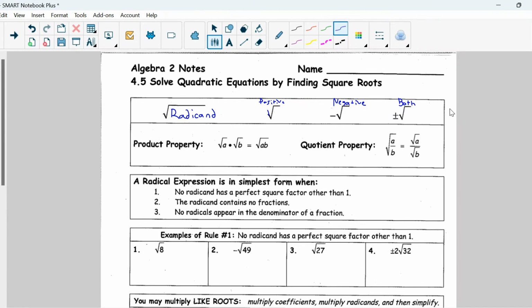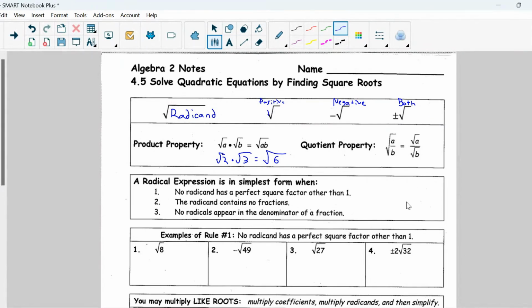Okay. So with our radicals, we can use the product property. So if we take the square root of a times the square root of b, that equals the square root of a times b, right? We can also substitute real numbers in for our variables. So that would be like the square root of 2 times the square root of 3 equals the square root of 2 times 3, which is just 6.